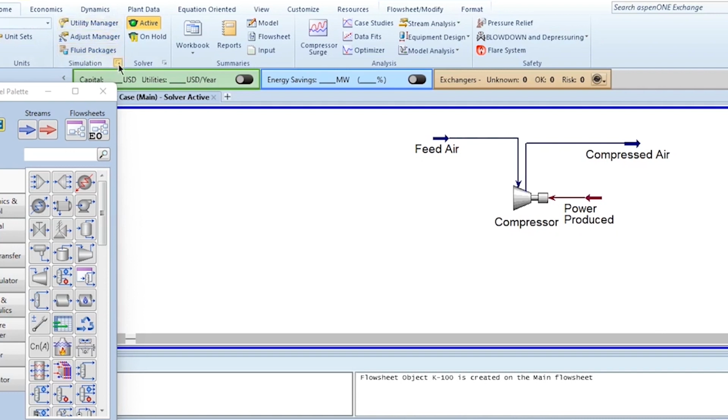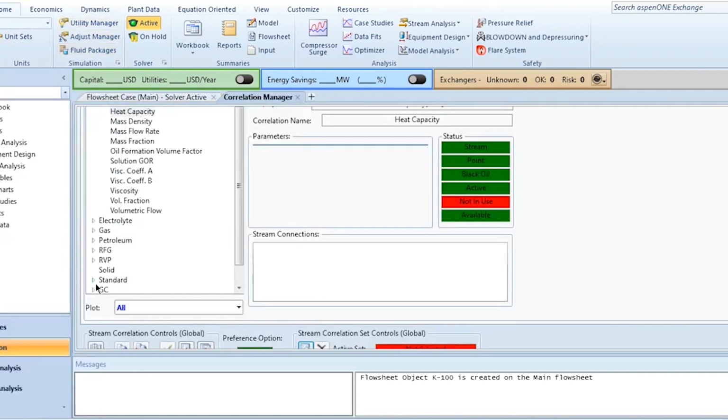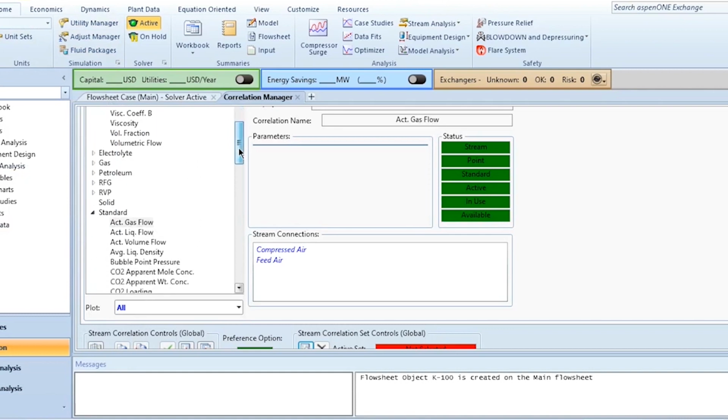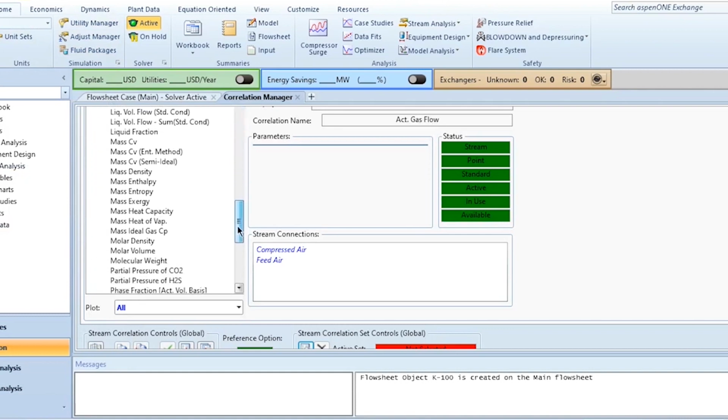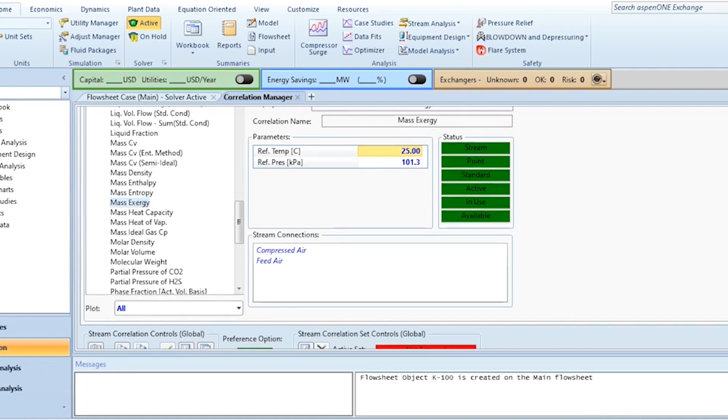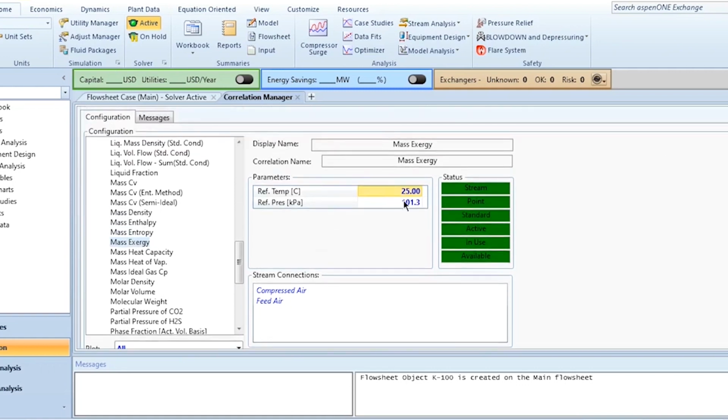So in simulation, clicking on this correlation manager and going to the standard, and in standard scrolling down until you get mass exergy over here, and the reference temperature is 25 degrees centigrade while reference pressure is 101.3 kilopascal. Obviously it is not equivalent to 1 atm, because for 1 atm it should be 101.325 kilopascal. So we will change it to 101.325 kilopascal. So it will be 25 degrees centigrade and 1 atm.